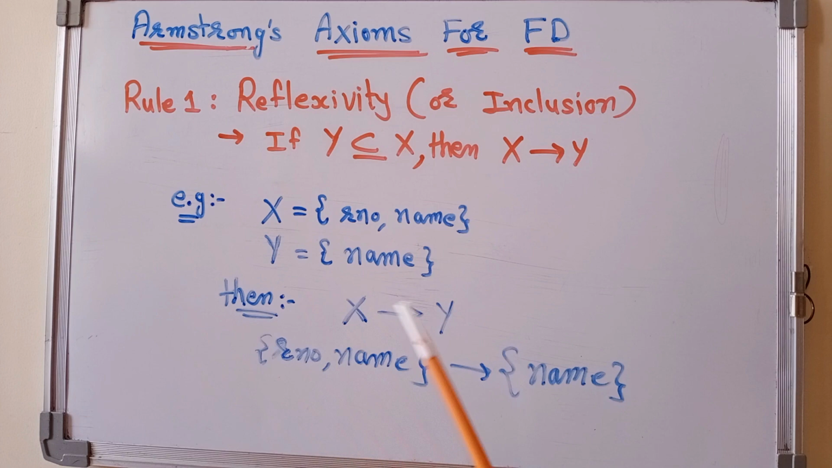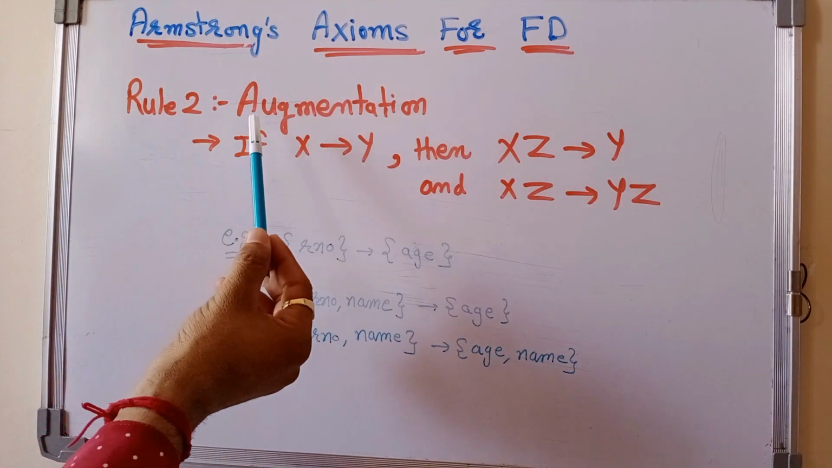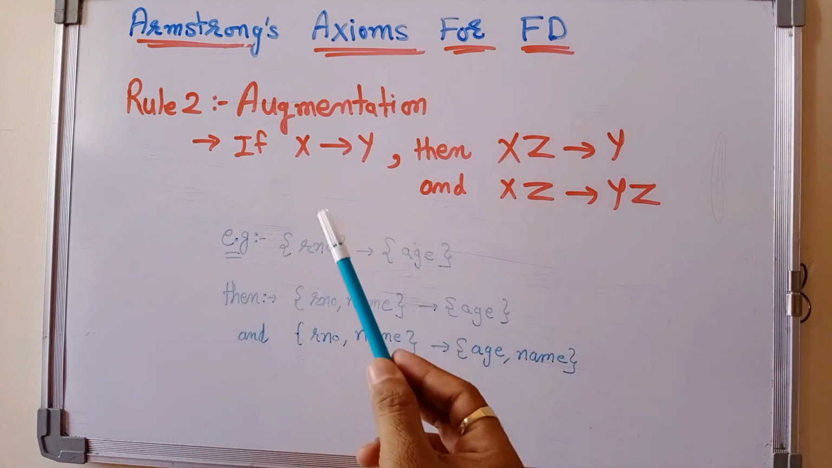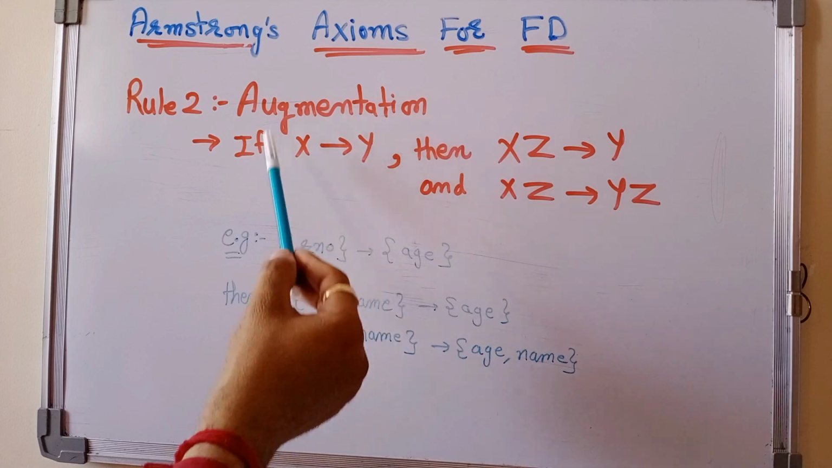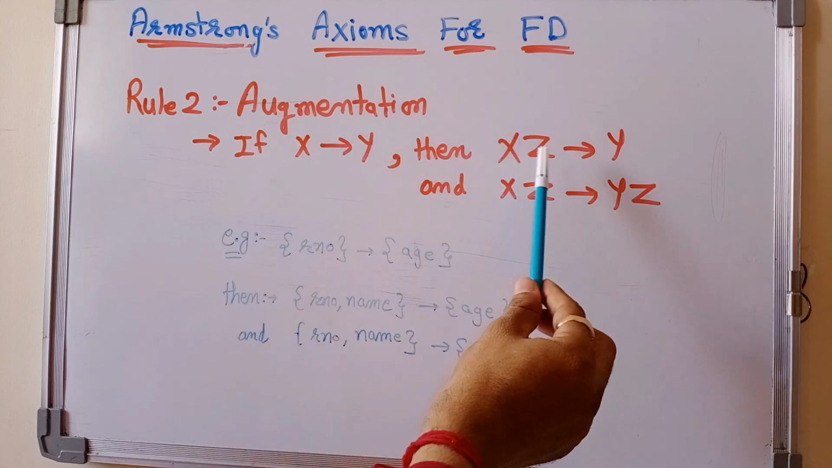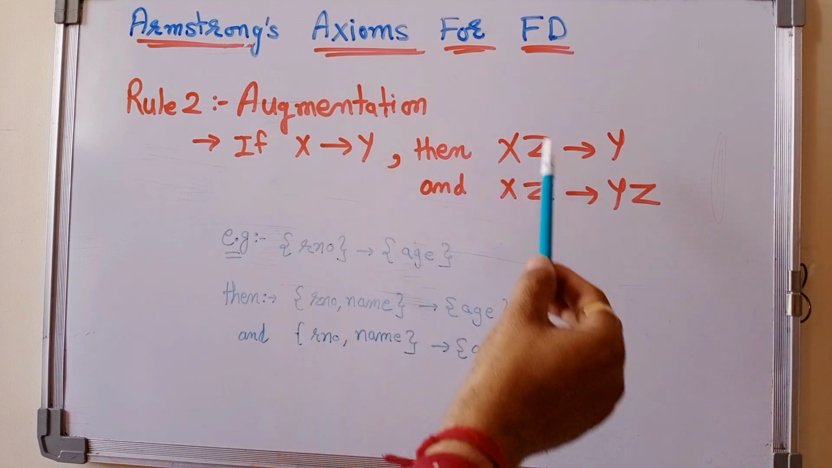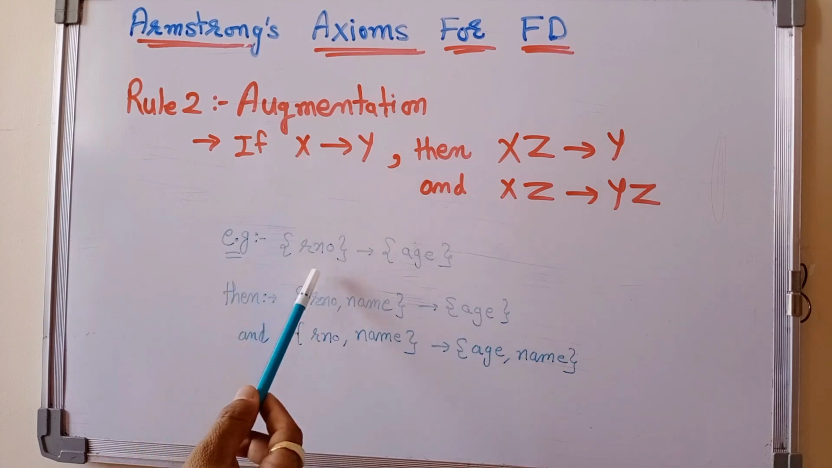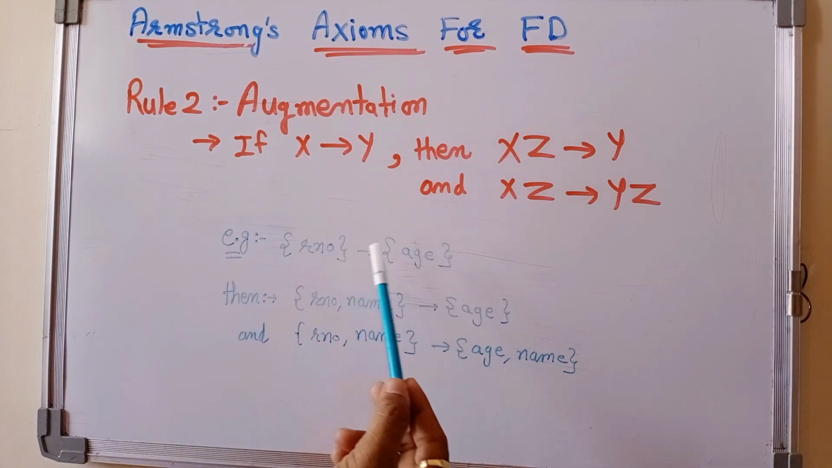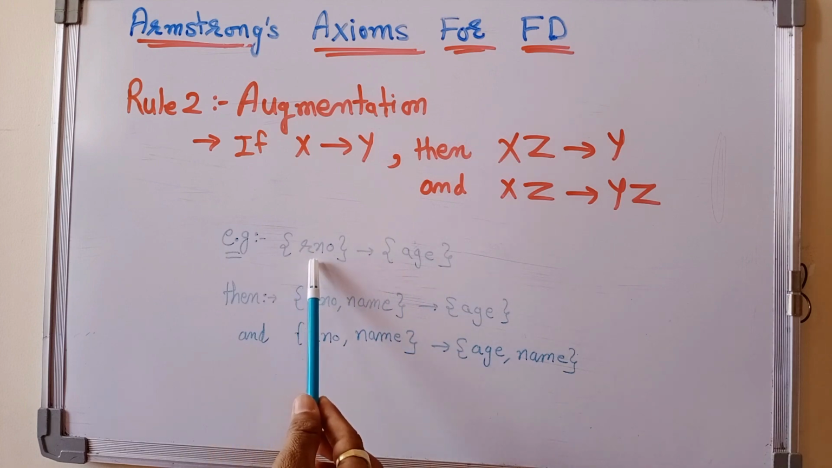Now let's understand rule number 2. Rule number 2 is augmentation. What does it say? That if X to Y is a dependency, then we can have XZ to Y as well as XZ to YZ. Let's understand with an example. I have considered X as roll number and Y as age. If I have roll number, then I can get the age.